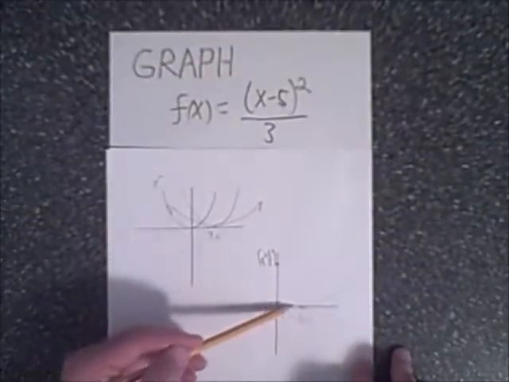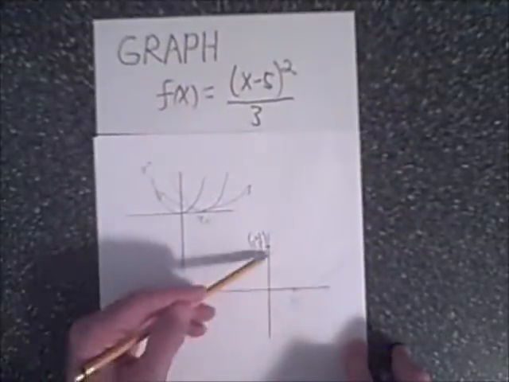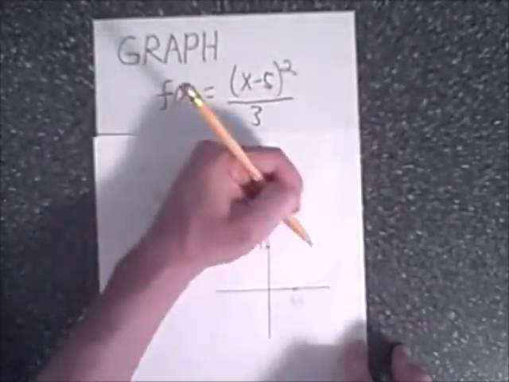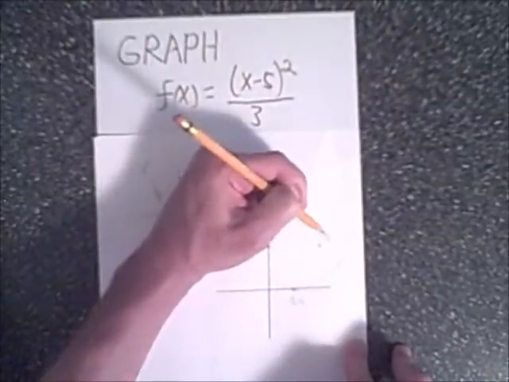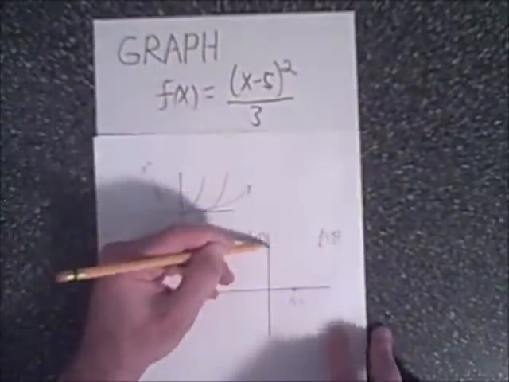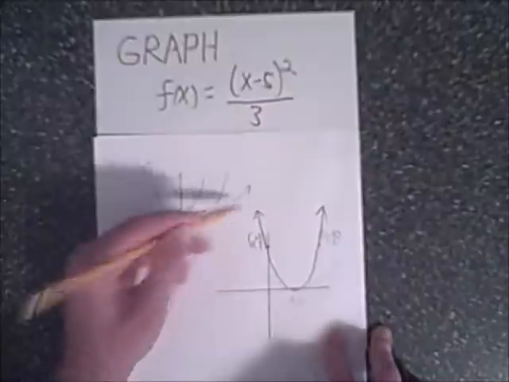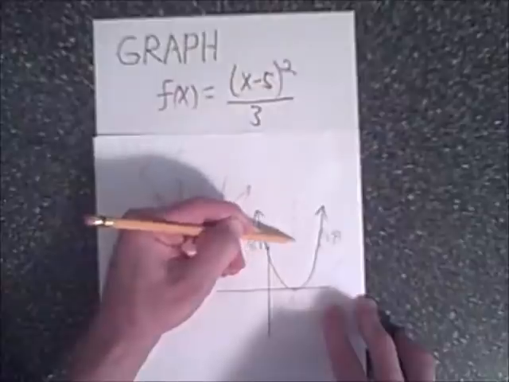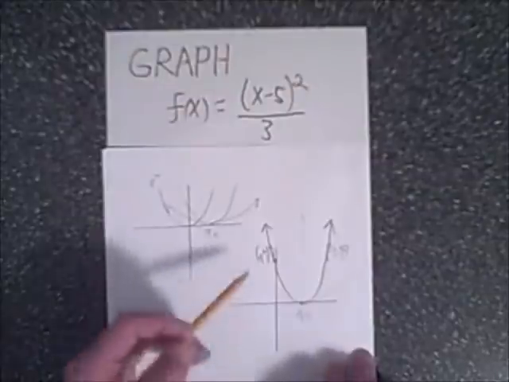So if we went 5 units to the left to get to the y-axis, let's go 5 units to the right to 10 and plug in 10. 10 minus 5 is 5. 5 squared is 25 thirds. So 25 thirds is here. So we're going to have 10, 25 thirds. And that'll give us our two sides of the parabola. And notice how the axis of symmetry is x equals 5, which was the horizontal shift. And there's our sketch, our parabola.